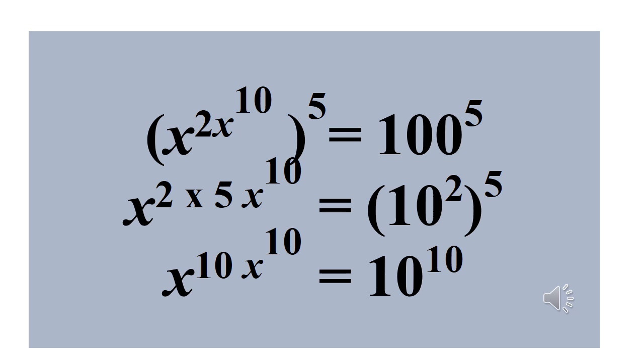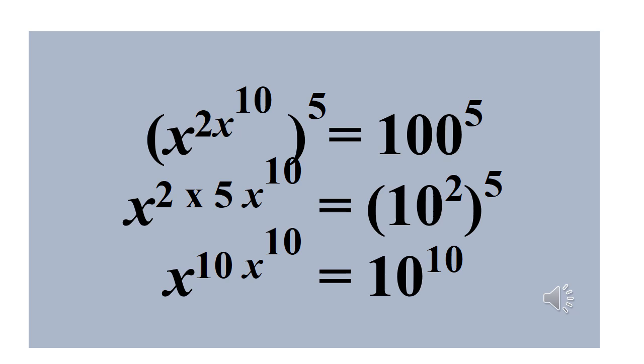So from here, it follows that since we have raised both sides to power 5, we can just use the power 2 to multiply the power 5. So we have x raised to power 2 times 5, x raised to power 10, equals 10 raised to power 2, that is 100. There we have reduced it to 10 raised to power 2. So 10 raised to power 2, that's 10 times 10, that's 100.